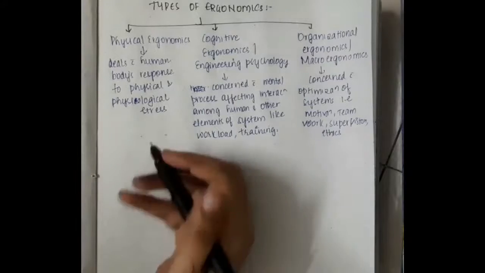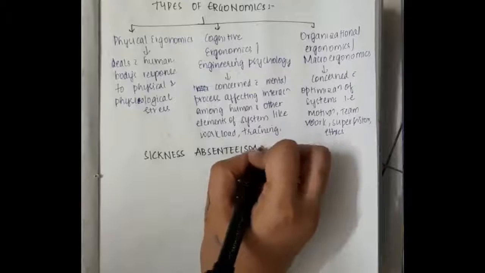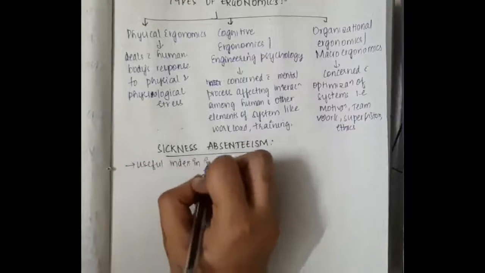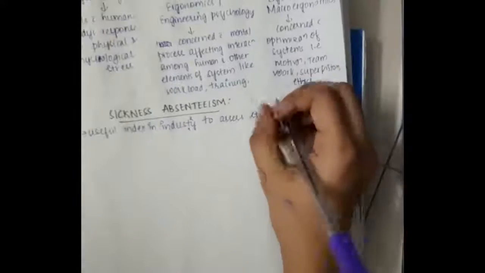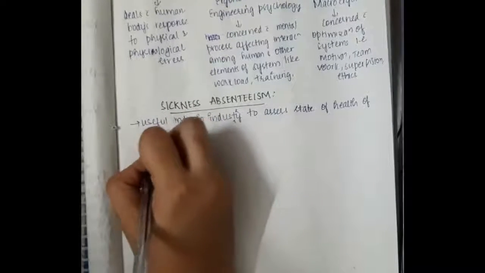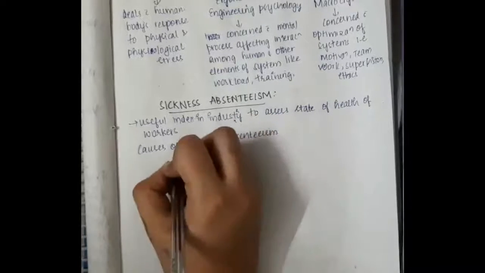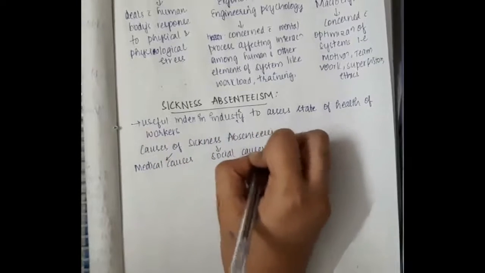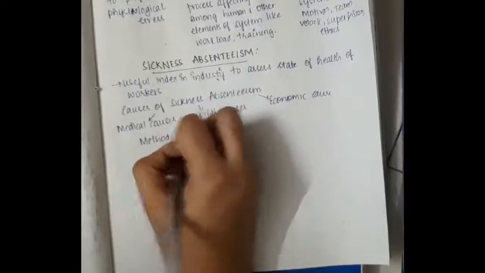Then the next important thing here is sickness absenteeism. Sickness absenteeism is a useful index in industry to assess the health status of the workers. The causes of sickness absenteeism can be medical causes, social causes, economic causes. Sickness absenteeism is just taking leave, that is sick leave, due to any cause.